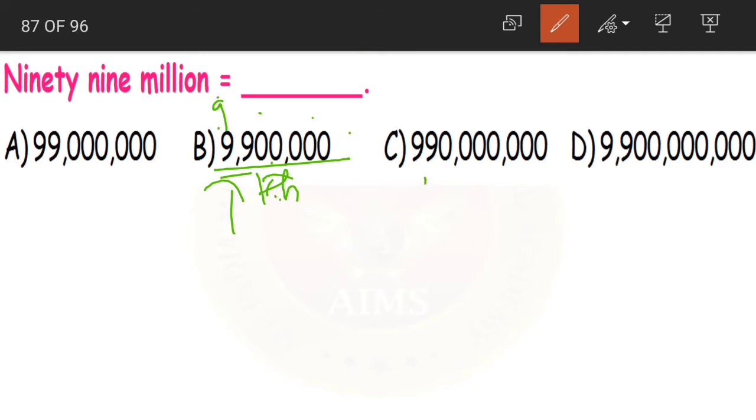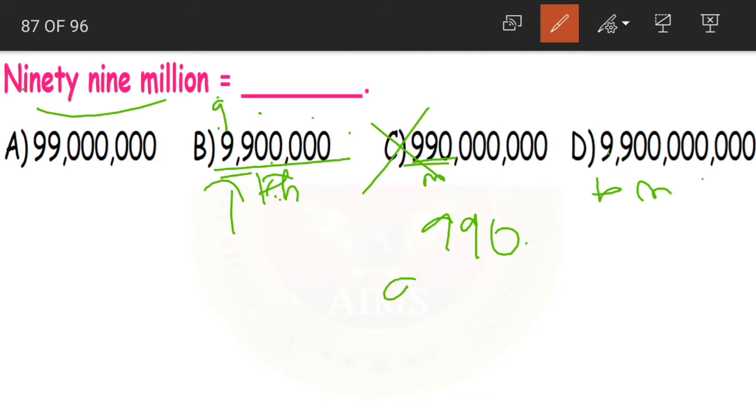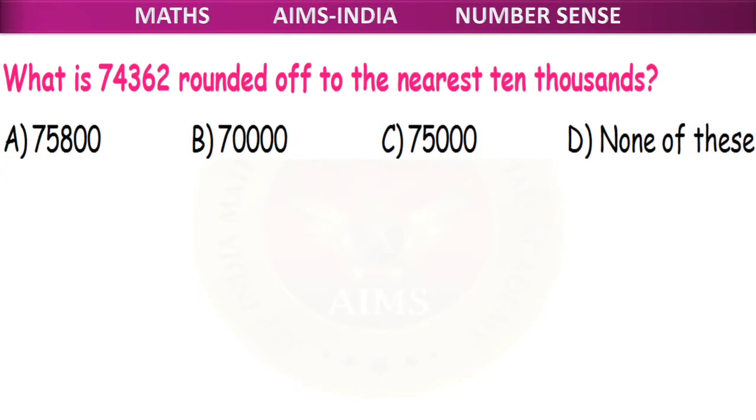And option C becomes what? In the millions period we have 990, children. So it becomes 990 million but not 99 million. Yes, and coming to the last option D, it becomes 9 billion 900 million. So what is the correct answer? Option A, 99 followed by 6 zeros is read as 99 million.